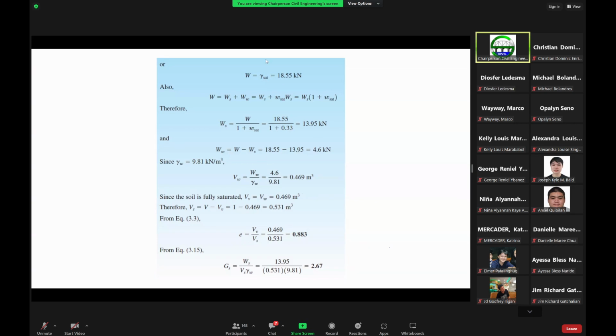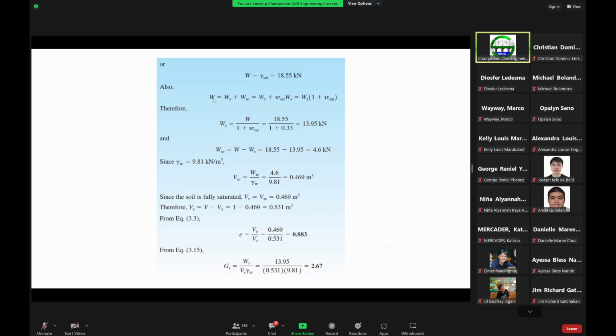Oh, there's a chat here. Where did the Ws formula come from again? Okay, I think you're referring to this formula here, if you're seeing my cursor. So it just came from here.